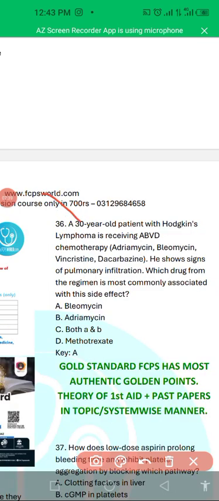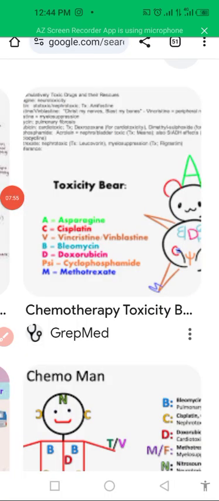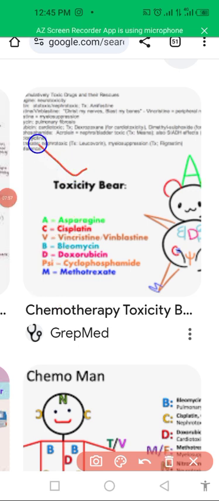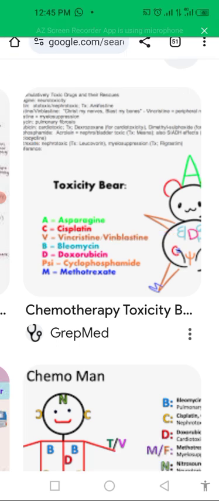Another very important clinical presentation: a 30-year-old patient with Hodgkin lymphoma received chemotherapy of bleomycin and other drugs. He shows signs of pulmonary infiltrates. Pulmonary infiltrates occur because of bleomycin. So now let me show you a mnemonic for chemo toxicity, the side effects of chemotherapeutic agents. So our answer was bleomycin. As you can see, B is for lungs. Bleomycin involves lung toxicity.